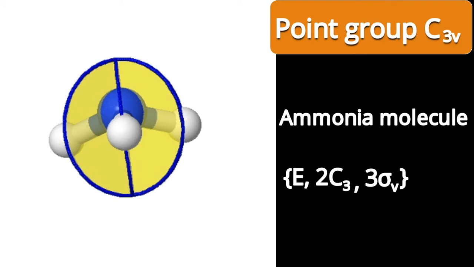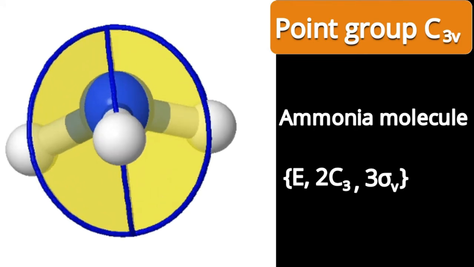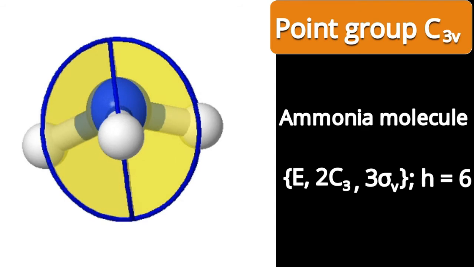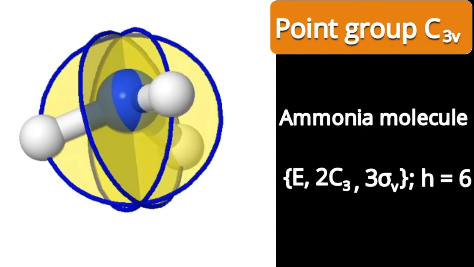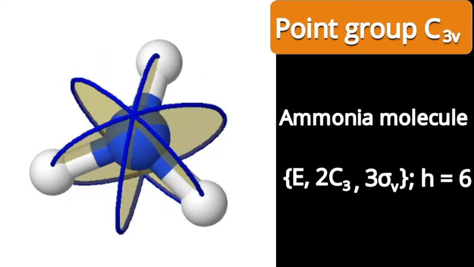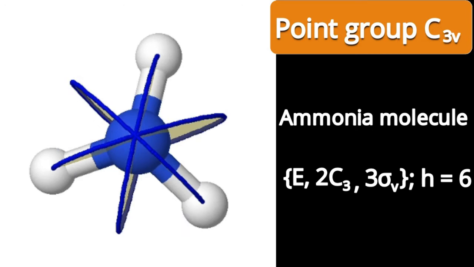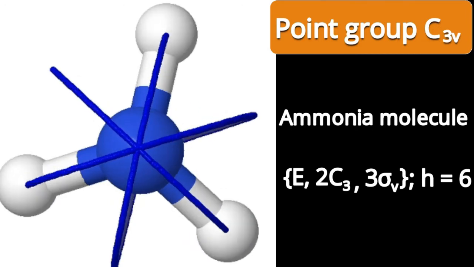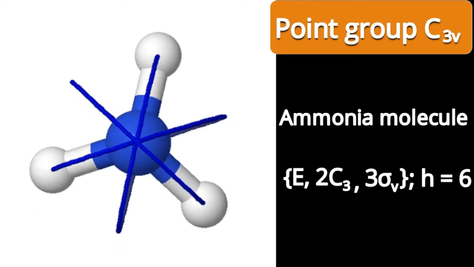If I count the total number of possible operations, what will that number be? 1 plus 2 plus 3. Yes, 6. What do we call that number? The order of that point group. How do we represent that? By the symbol or letter h. So h is equal to 6. So this is the representation of the C3V point group.